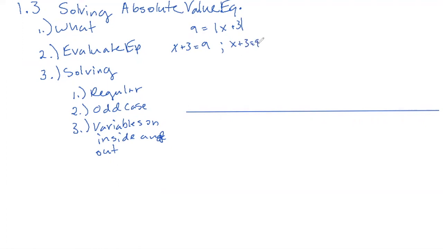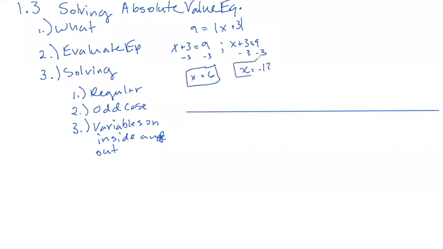You can barely see that negative, but it's there. All right, so we're going to subtract 3 from both sides for this one. You end up with x equals 6. Boom, that's one answer. Subtract 3 once again. Negative 9 minus 3 is negative 12, so you end up with x equals negative 12.